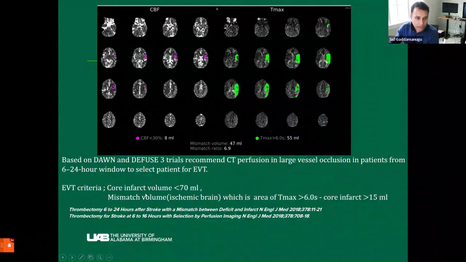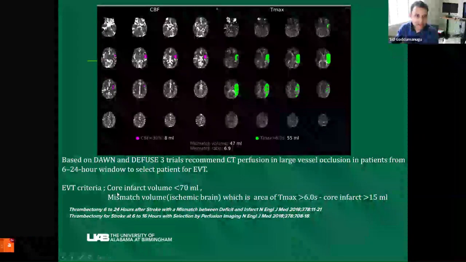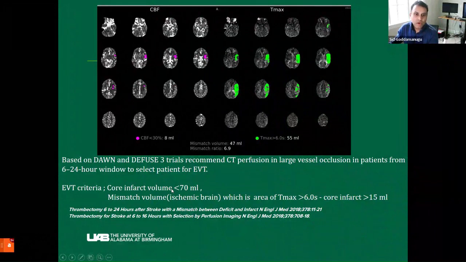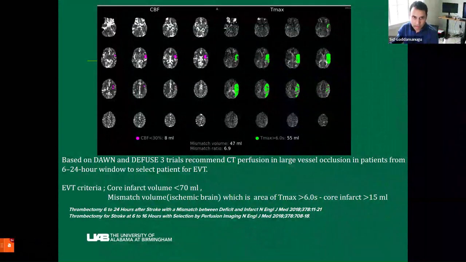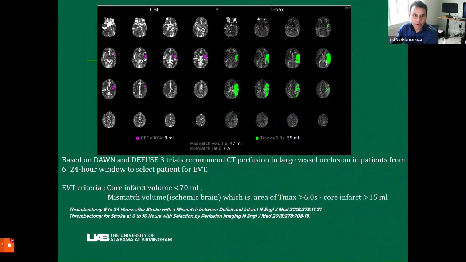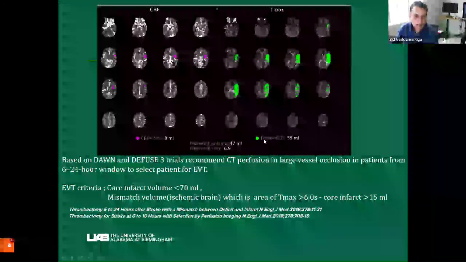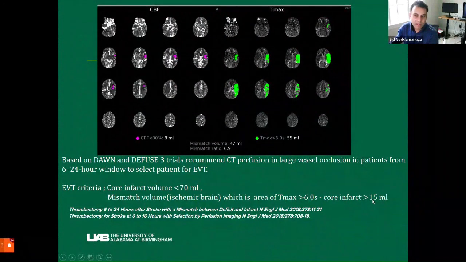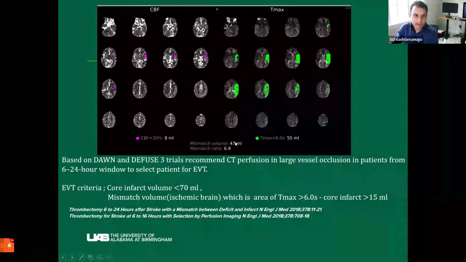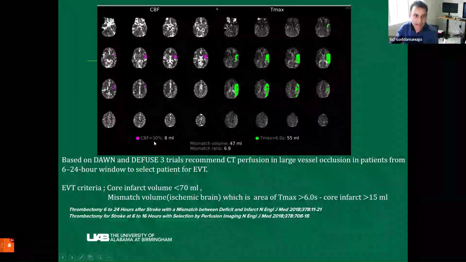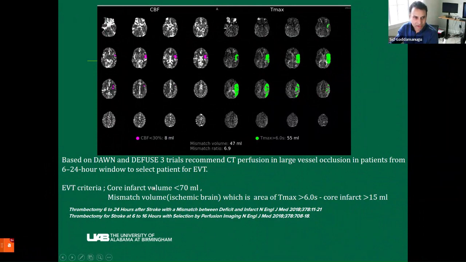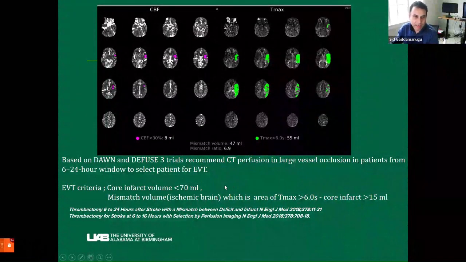So what you're looking for when you do a CT perfusion, what are the endovascular treatment criteria? You have to have a core infarct volume of less than 70 ml, meaning if your infarct volume is 150 ml or more than 170 ml, then even though there is a mismatched volume, you would not do mechanical thrombectomy. And the ischemic brain volume, the difference, should be more than 15 ml, and that is essentially the difference between the Tmax and the cerebral blood flow. So this patient actually has a mismatched volume of 47 ml and an infarcted area of 8 ml. So based on these criteria, this patient will undergo mechanical thrombectomy.